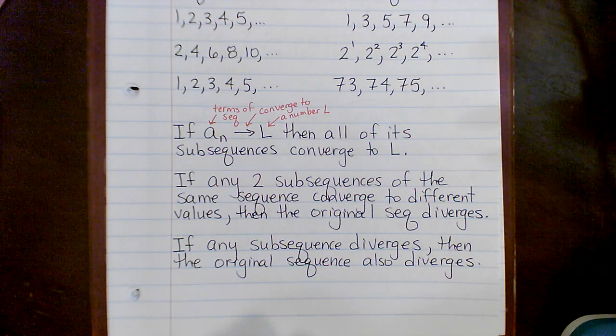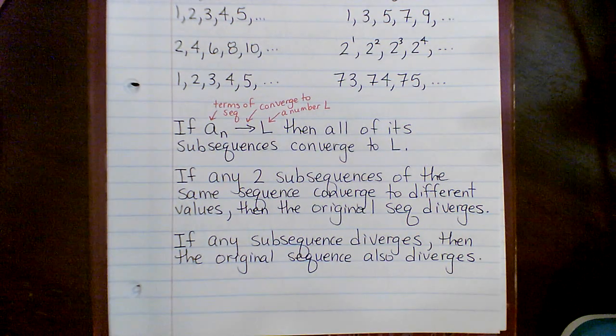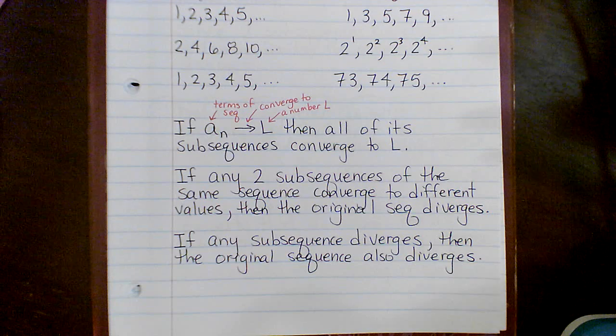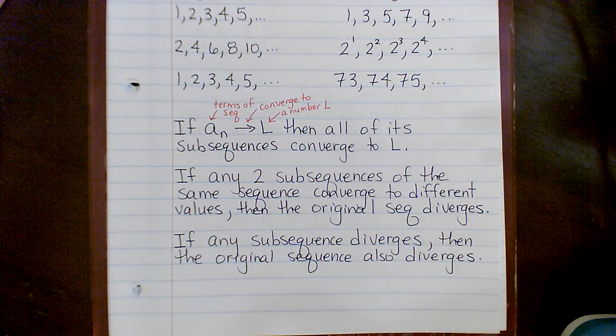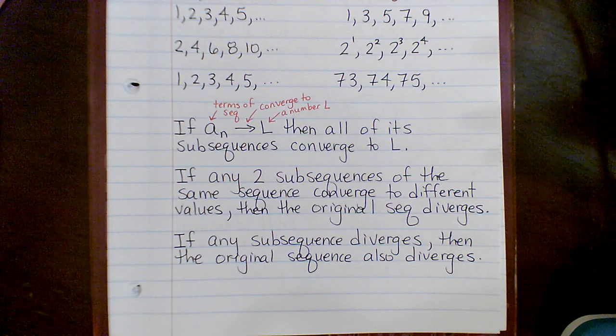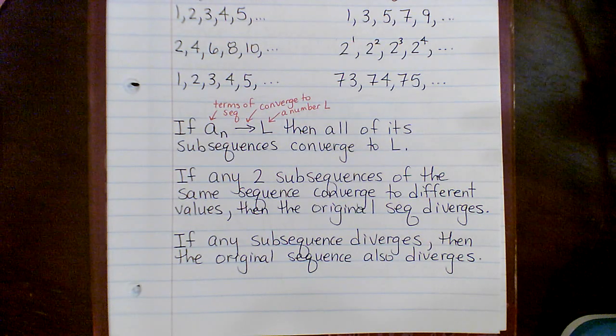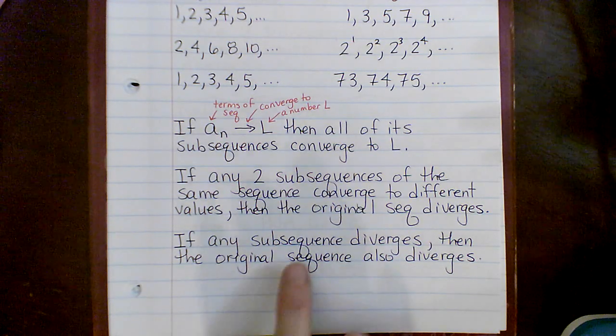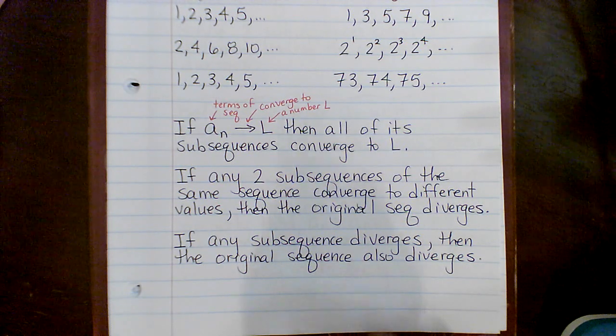If any two subsequences of the same sequence converge to different values, then the original sequence diverges, because there's only going to be one number that they should all converge to. And if any of the subsequences diverge, then the original sequence also diverges.